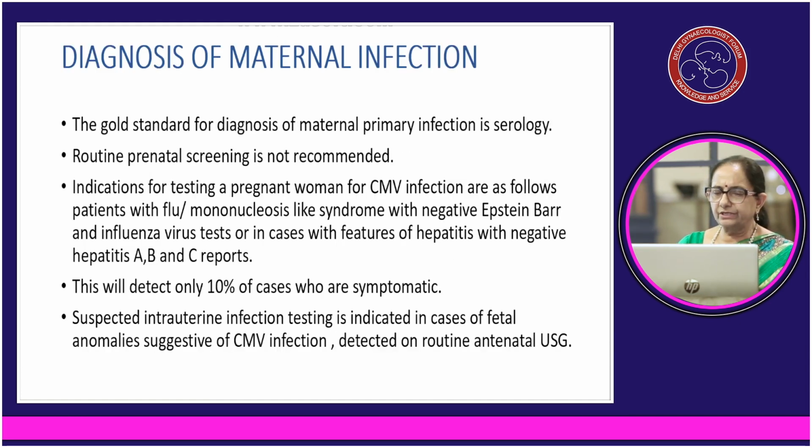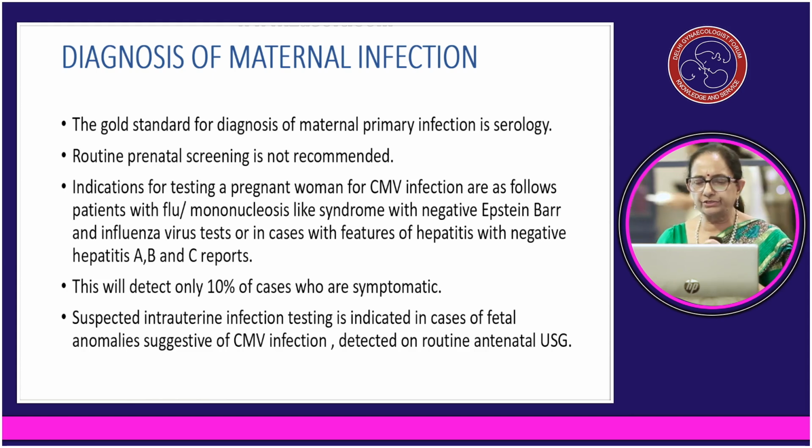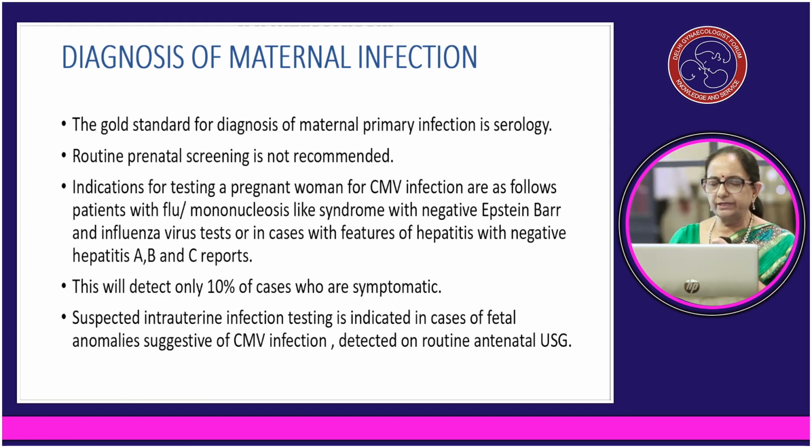Diagnosis of maternal infection. The gold standard for diagnosis of maternal primary infection is serology. Routine prenatal screening is not recommended. Indications for testing a pregnant woman for CMV infection are as follows: patients with flu or mononucleosis-like syndrome with negative Epstein-Barr and influenza virus tests, or cases with features of hepatitis with negative hepatitis A, B, and C reports. This will detect only 10% of the cases who are symptomatic. Suspected intrauterine infection: testing is indicated in cases of fetal anomalies suggestive of CMV infection as detected on routine antenatal ultrasound.